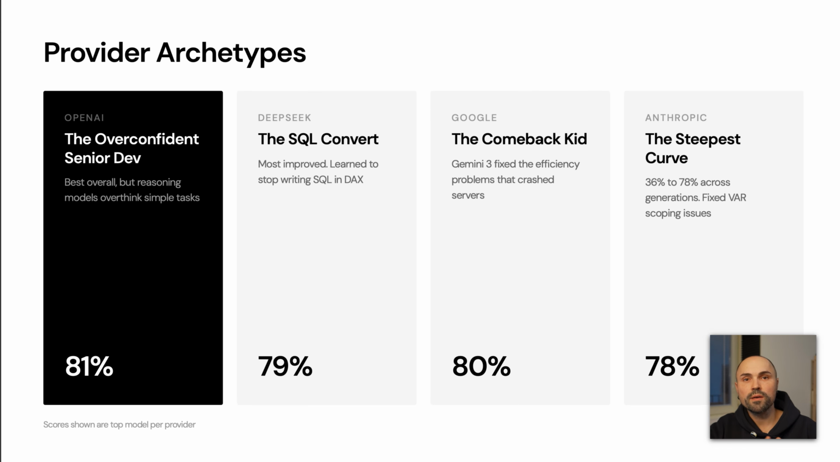And Anthropic, the one that produces Claude, had lots of issues in early models, particularly with variables in DAX and scoping those variables. However, Opus 4.5 is one of the most consistent and cleanest models that produce DAX.